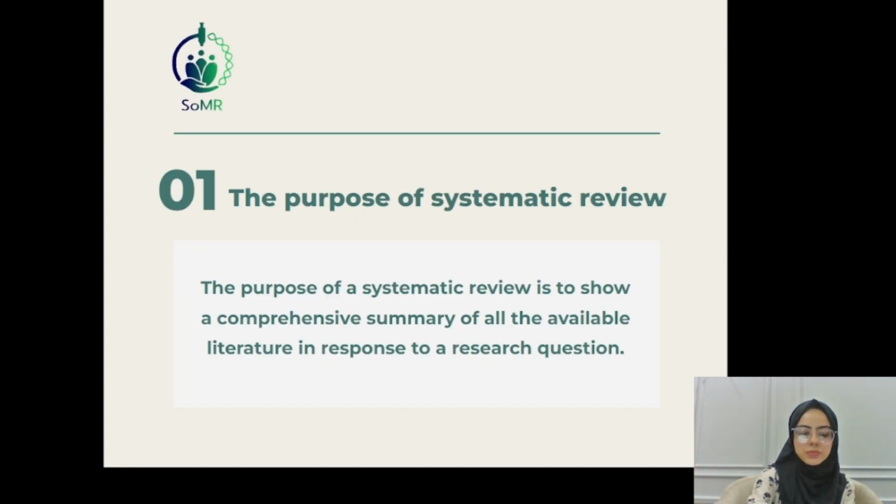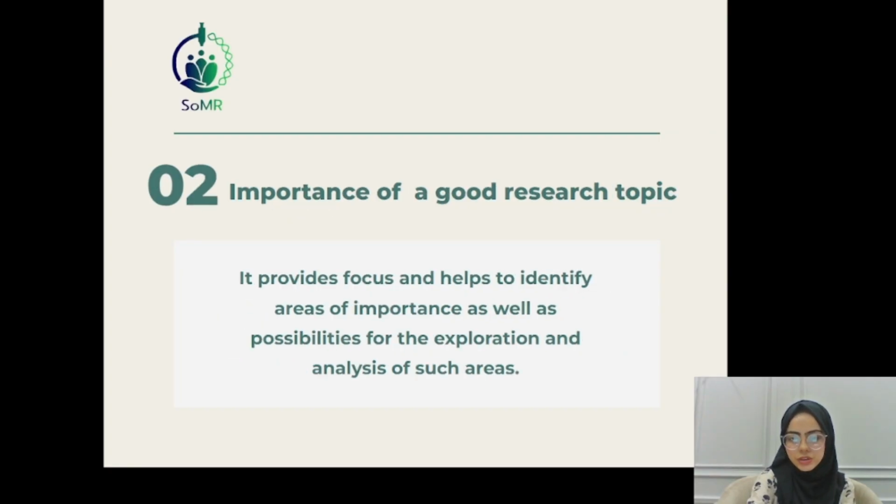So, as we delve deeper into the process of selecting the right topic, it is essential to recognize the significance of selecting a good research topic. First and foremost, a good research topic provides focus, which is an extremely crucial component of a systematic review. Medical research, as we know, is a vast landscape, and a clear and well-defined topic helps narrow that focus to ensure that our efforts are directed towards a specific area of inquiry. It is the guide through a maze of information overload.